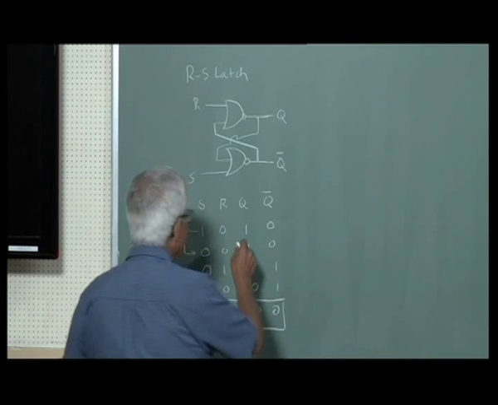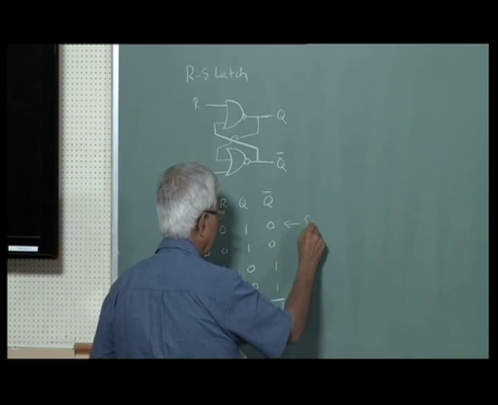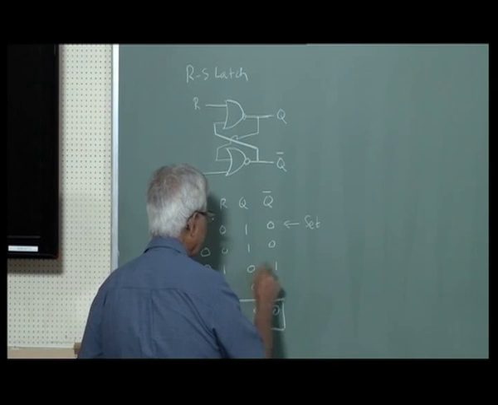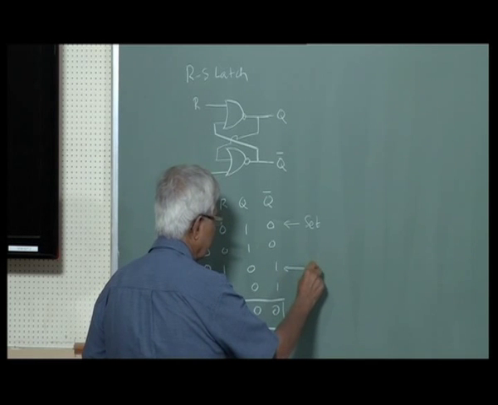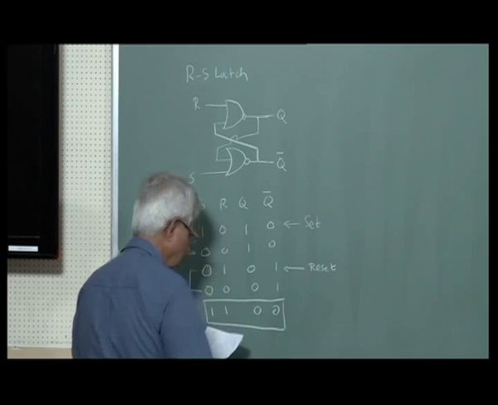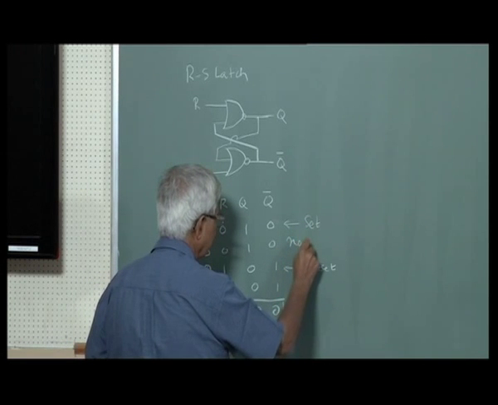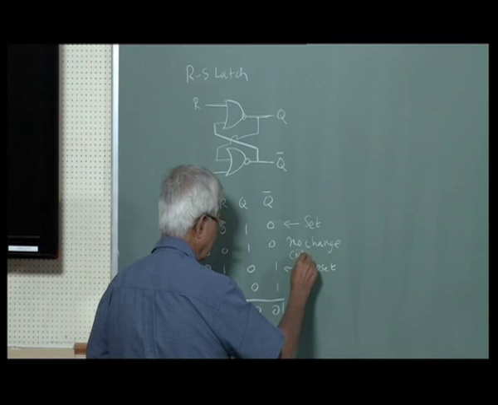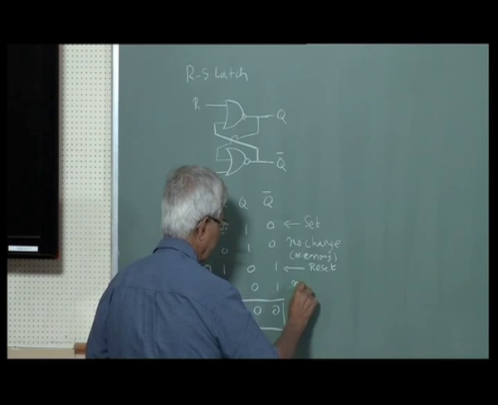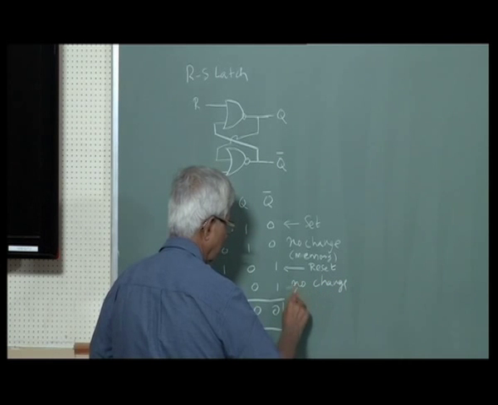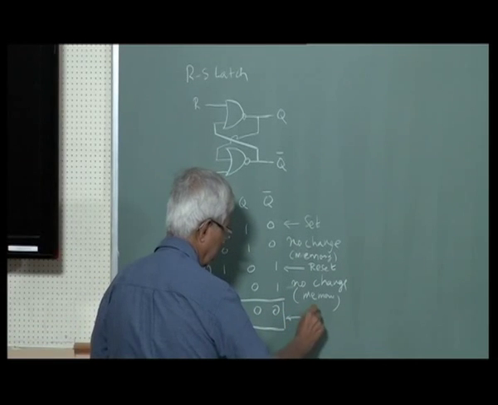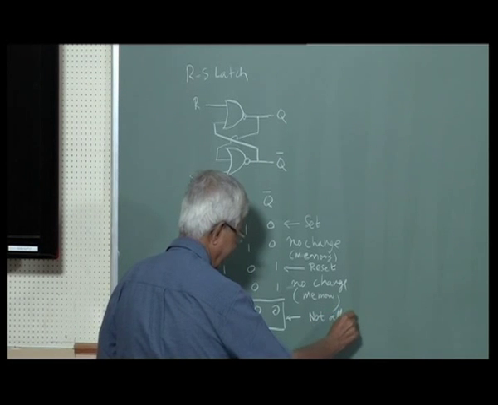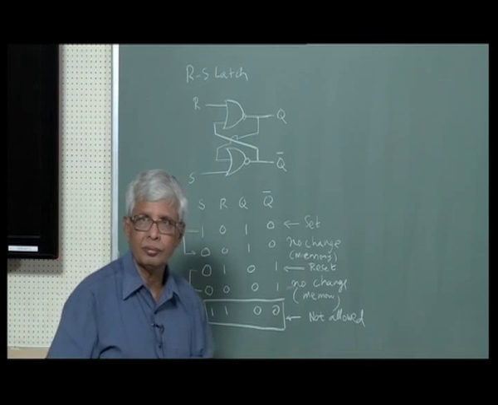Now, the condition Q equal to 1, Q bar equal to 0 is called setting the flip-flop with a value of 1. Output 0 is resetting the flip-flop. From here to here, there is no change. Sometimes you call it memory. Whenever whatever was there before appears again, you call it memory. This is also no change, or memory. This condition is not allowed. Not allowed in the sense that it is not useful.